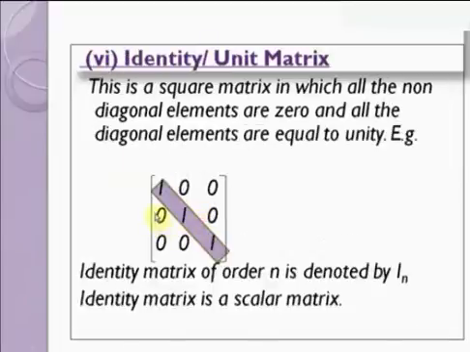Now what is an identity matrix or a unit matrix? This is a square matrix in which all the non-diagonal elements are 0 and all the diagonal elements are equal to unity. Example, this is a 3 cross 3 identity matrix. Now what we see is the diagonal elements are equal to 1. So it is actually a scalar matrix in which the diagonal element values are equal to 1. Now identity matrix of order n is denoted by In, and again identity matrix is a scalar matrix.